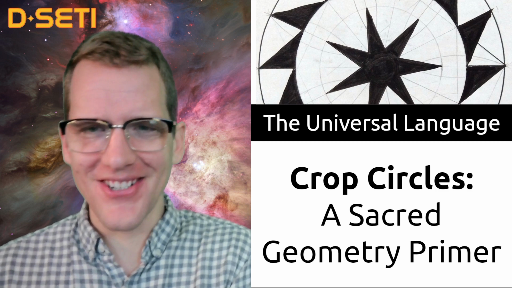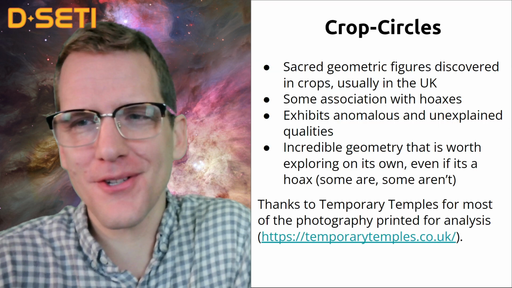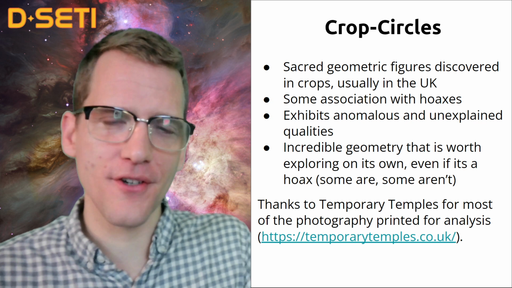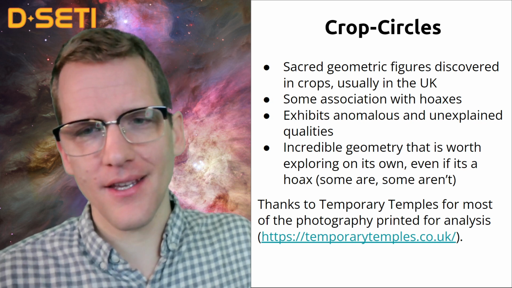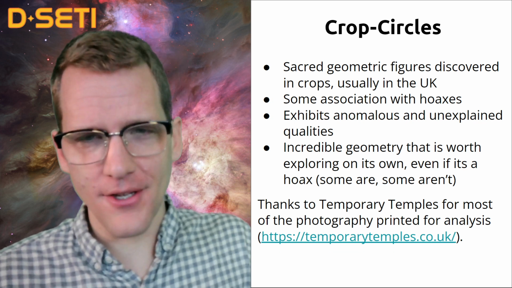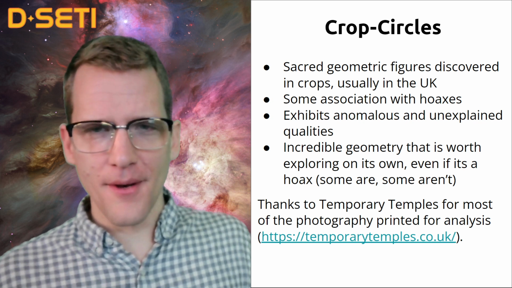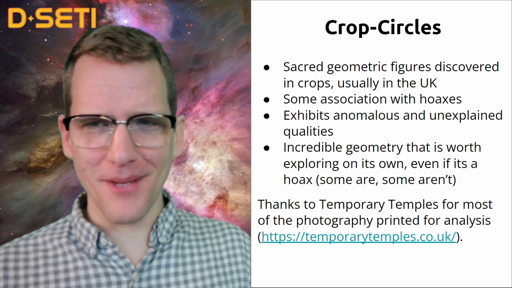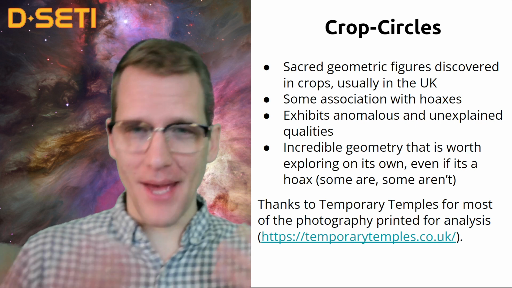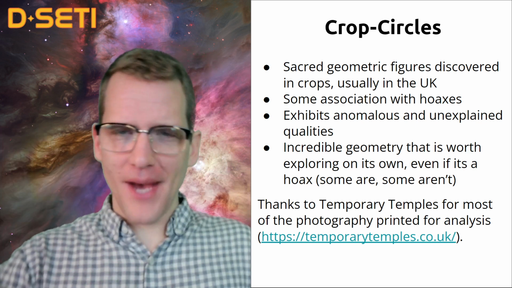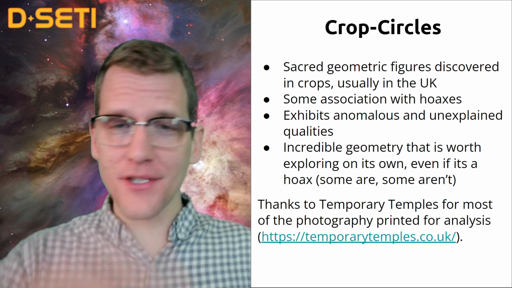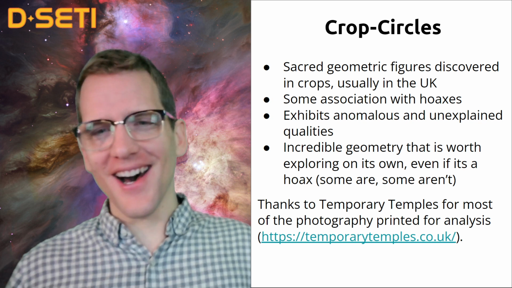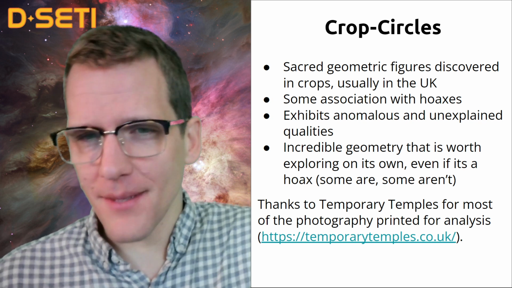Crop circles are sacred geometric figures discovered in crops, usually in the UK. Some are associated with hoaxes, but many of them exhibit anomalous and unexplained qualities like bending of the crop, weaving patterns, crystallization of the ground underneath, and they're really perfect geometry.